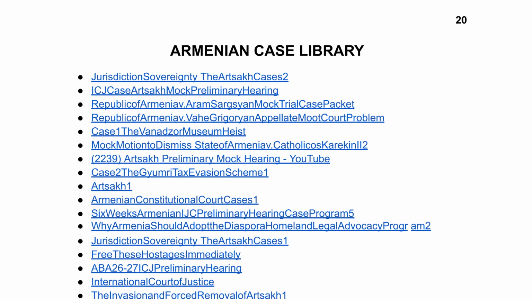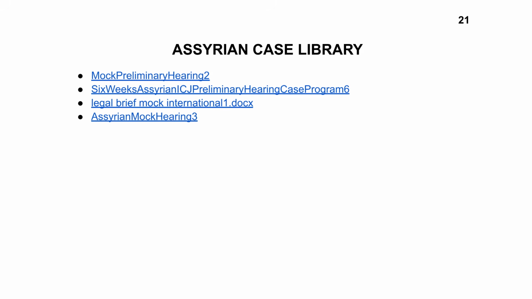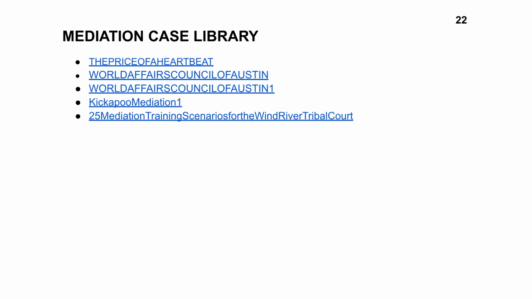The Armenian Case Library offers extensive materials on sovereignty and jurisdiction, including specific mock trial packets for cases like the Vanadzor Museum heist and preliminary hearings related to Artsakh. The Assyrian Case Library provides targeted legal briefs and mock hearing programs, supporting students interested in specialized international legal advocacy and preliminary trial procedures. Our Mediation Case Library features diverse scenarios, including unique tribal court training modules and World Affairs Council simulations designed to sharpen negotiation and dispute resolution skills.